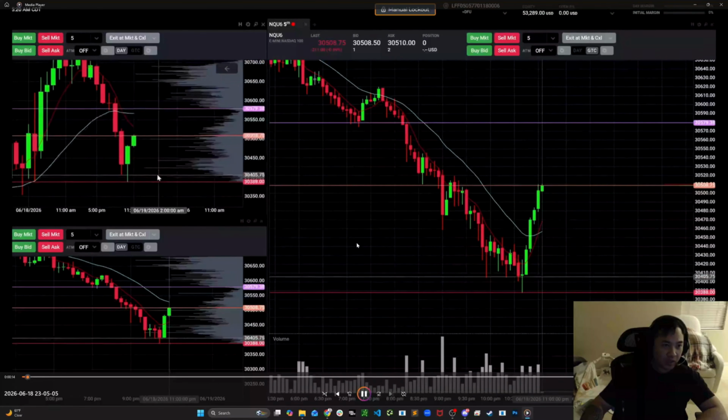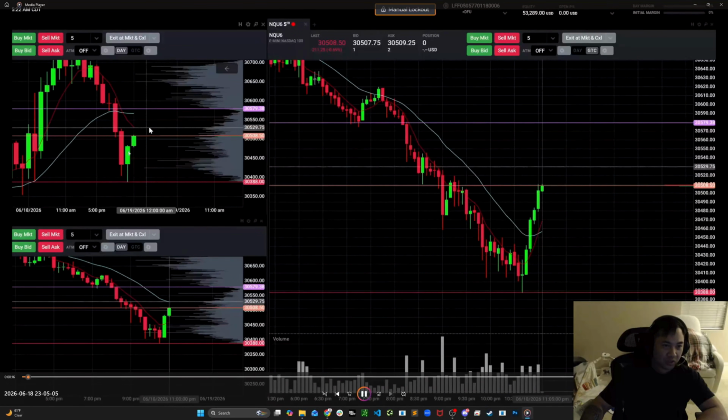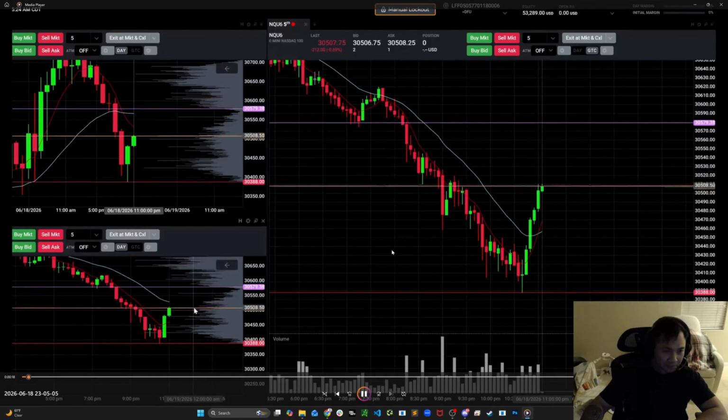I'll toggle between the 1 hour as well. So this is the 1 hour, and the resistance here is the 30,530 area, pretty much the same as the 15-minute below. So now I'm getting, okay, maybe it's got some resistance at 30,530, since the moving average on the 1 hour, the 9, is resistance right here at 30,530, and the 15-minute 30 moving average resistance is also 30,530. So let's keep it playing.